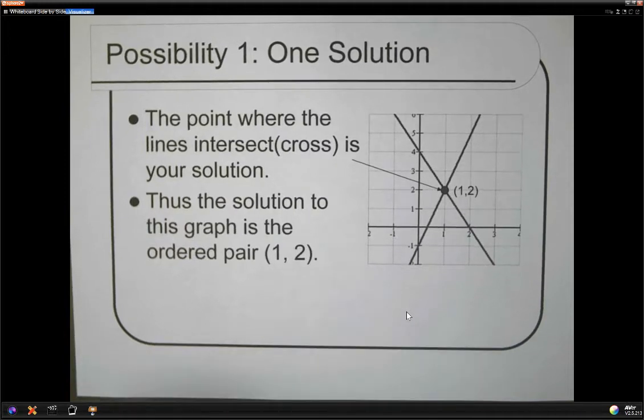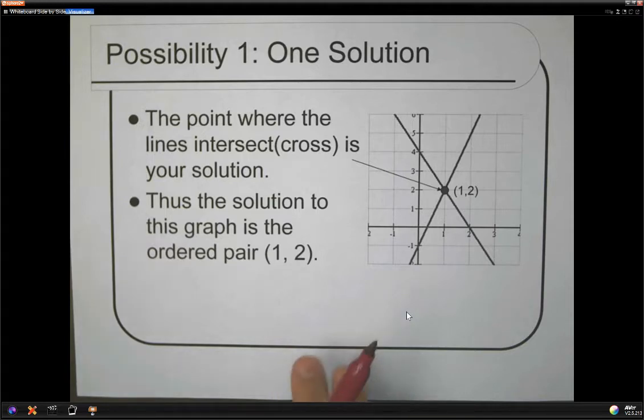When we have two lines and we draw them, the point at which they intersect or cross is the solution. Thus, the solution to this graph that you see is the ordered pair (1, 2). So this is one type of solution that we may come across, where it's one solution, which again is just one point or one pair.